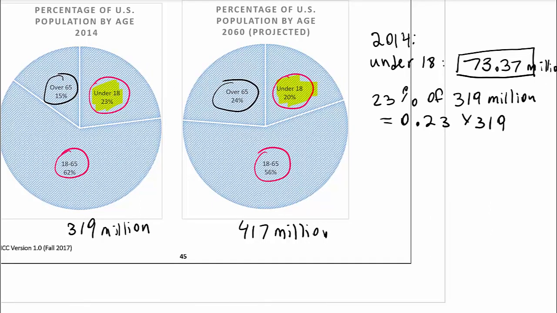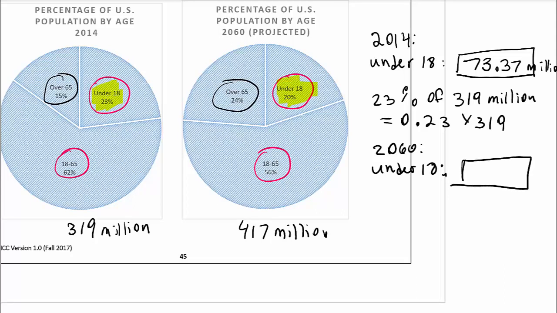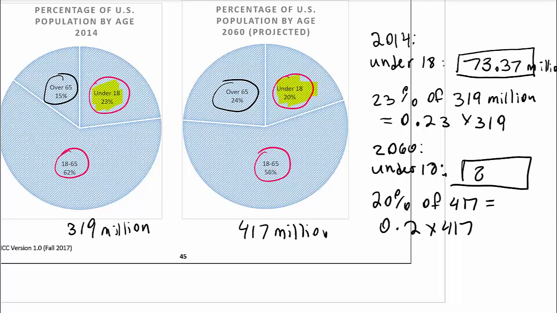Now let's do the same thing for 2060. Under 18, let's calculate that number. Let me give you a moment. Let's review. So it's 20% of 417. We do the same thing: 0.2 multiplied by 417. That gives us 83.4 million. Very important observation. Let me highlight those two answers. This number and that number have increased. All right, so take a note.